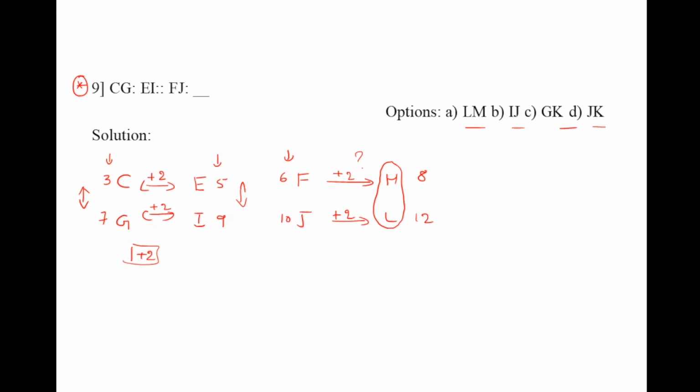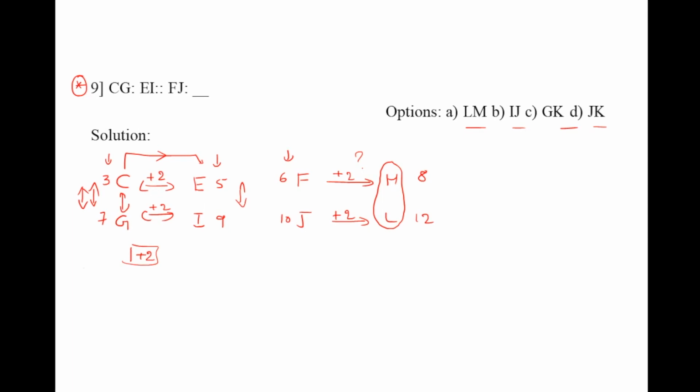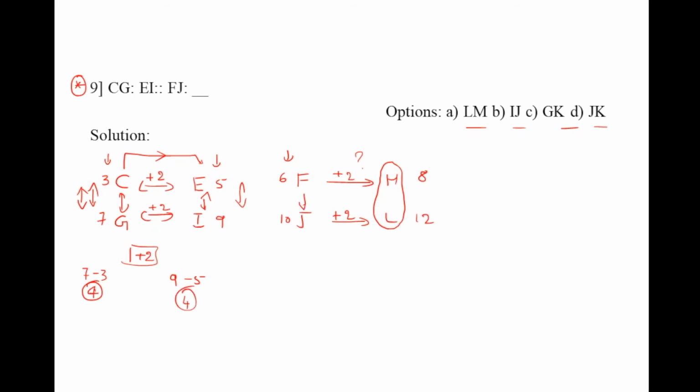Then reverse the direction. Now I have found the relation in the horizontal direction, right? So find out the logic in the vertical direction now. So C to G, what is the relation? 7 minus 3, it is 4, right? Yes. Next, E to I, what is the relation? 9 minus 5, it is again 4, right? So what is the relation between F and J? It is 10 minus 6, it is also 4.